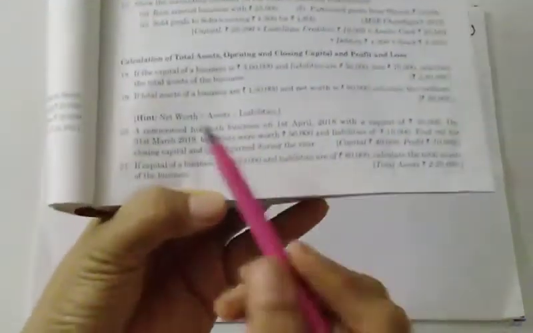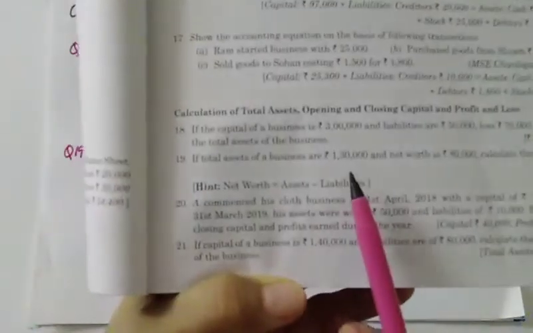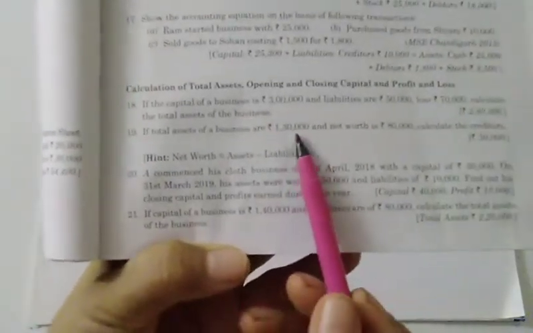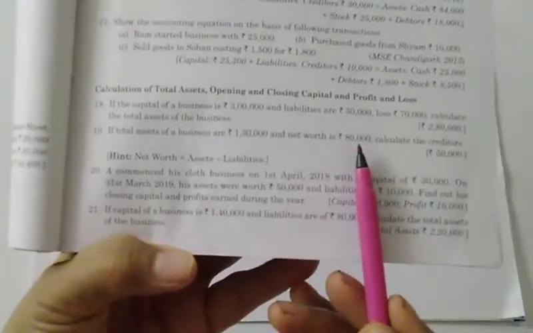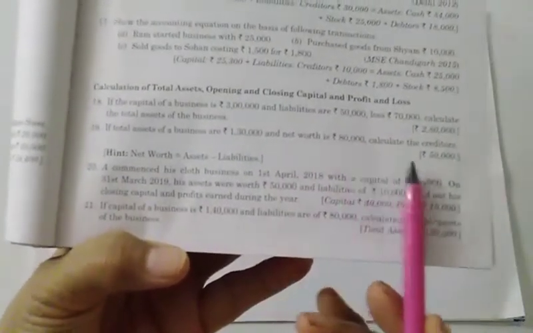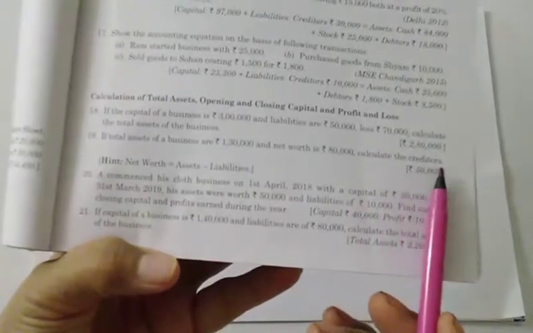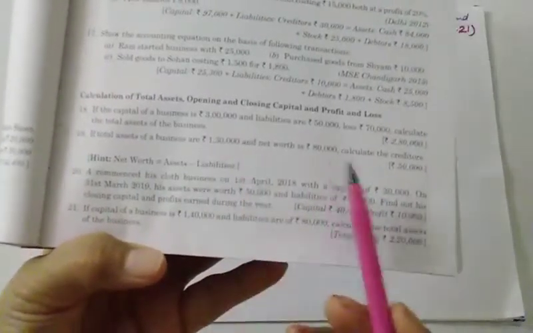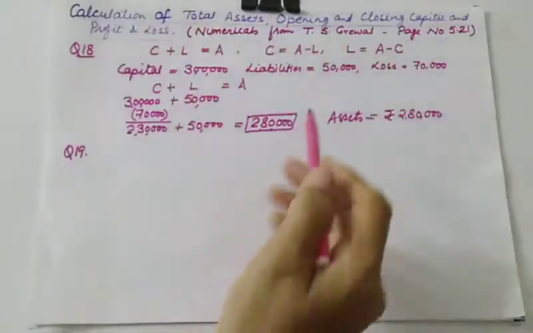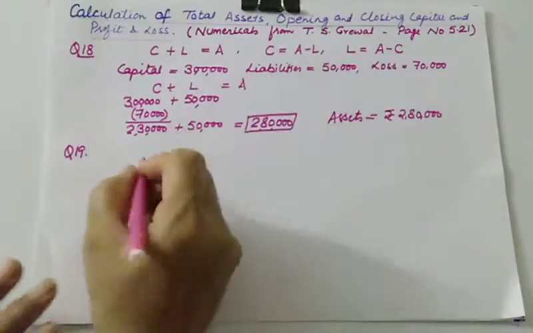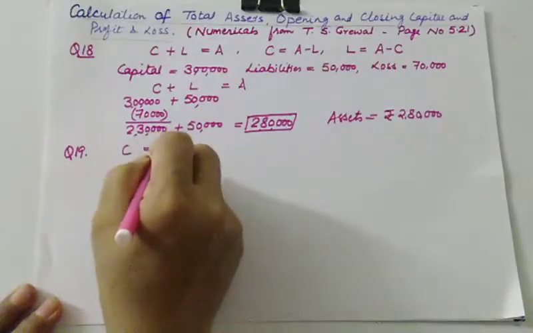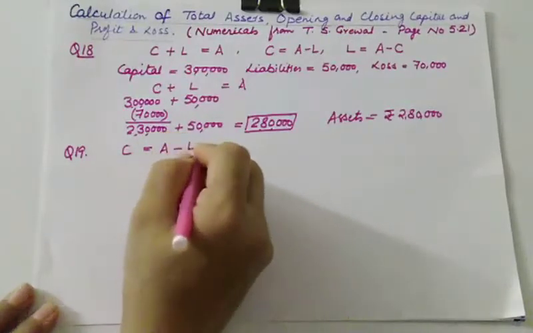If total assets of the business are 1,30,000 and net worth, what is net worth? This is the capital. Net worth is given to you as 80,000, and you are required to calculate creditors. So let us apply the formula here. Net worth is missing. It means we will be applying this formula. So it will be C is equal to A minus L.